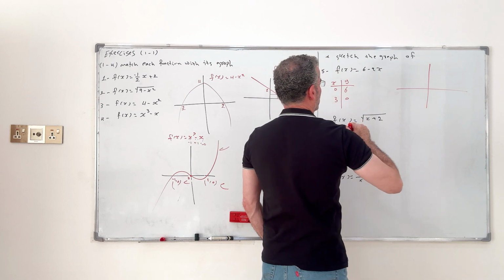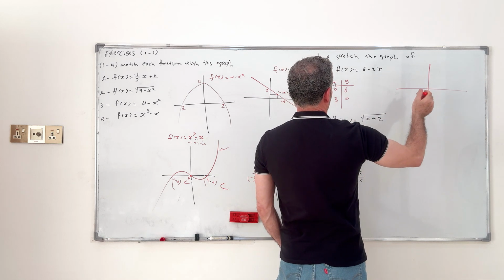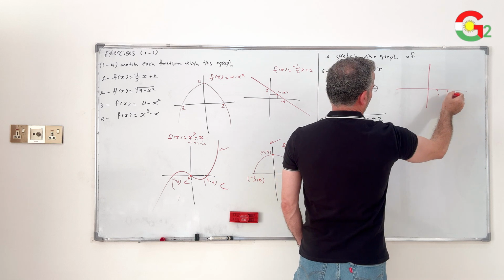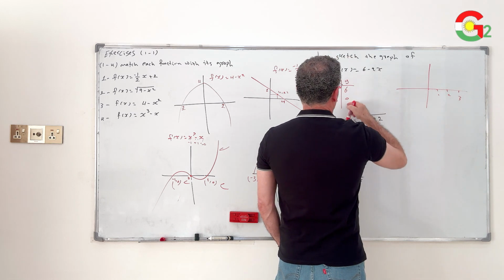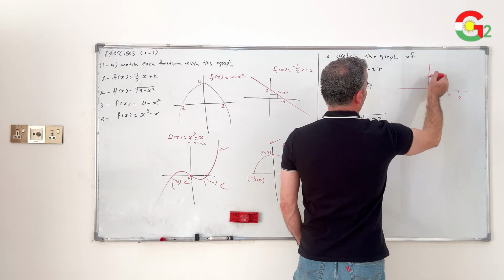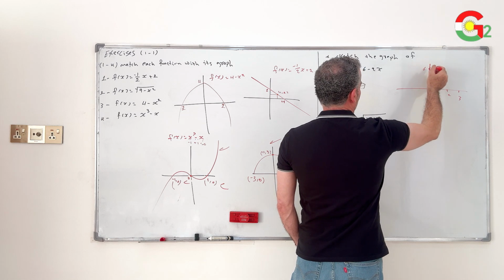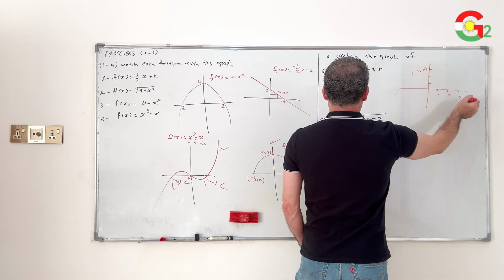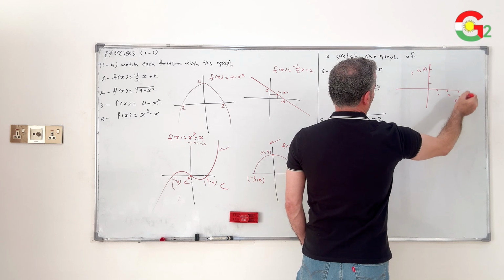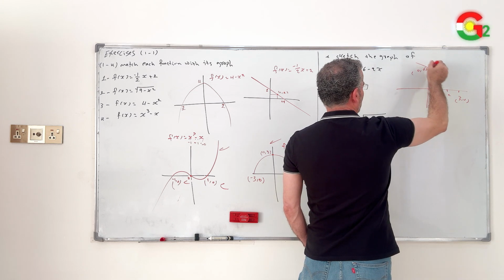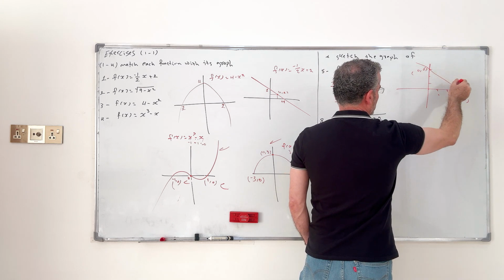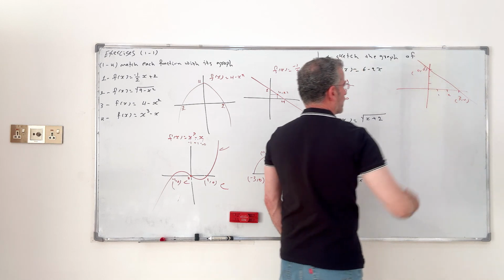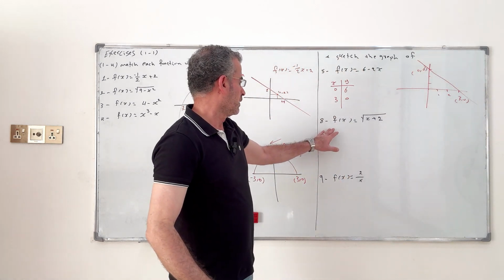Then x-axis and y-axis, 0 to 3, 1, 2, 3, 0 to 6, 2, 4, 6. This is 0, 6, and this is 3, 0. And draw a line passing through these 2 points. This is the graph of this function.